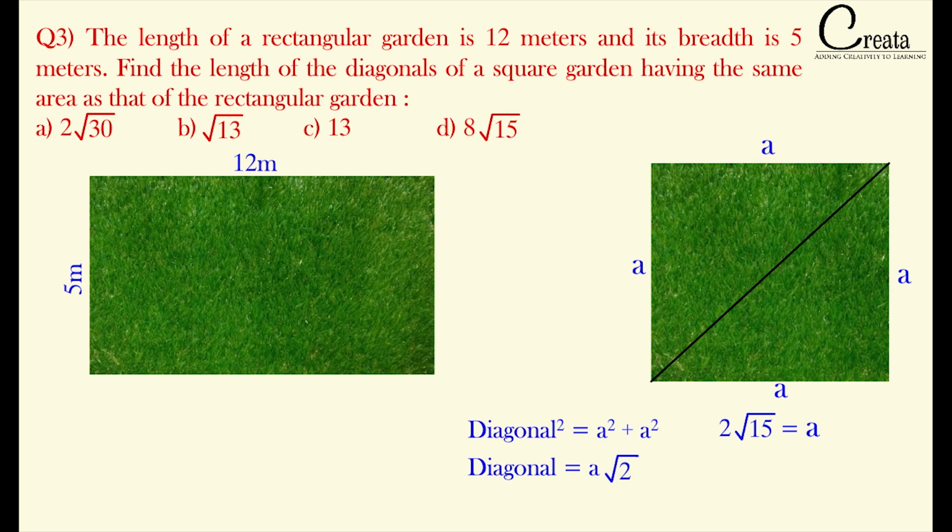Let's move further. We know a, that is the side of the square, is equal to 2 root 15. On putting the value, we got the diagonal as 2 root 30. That is the answer of the question. Okay, got it? Let's move to the next question.